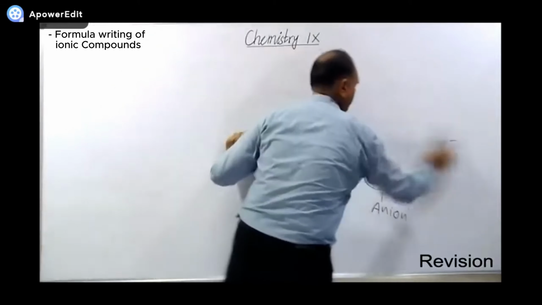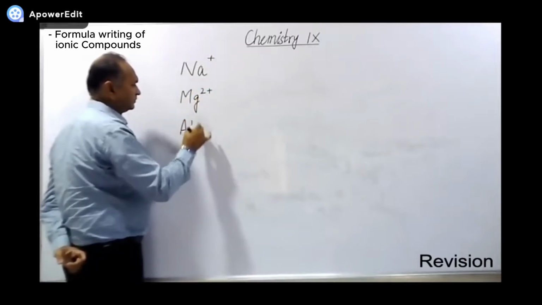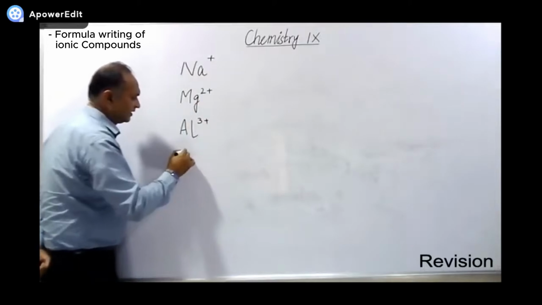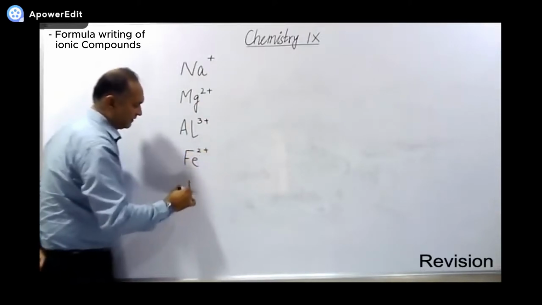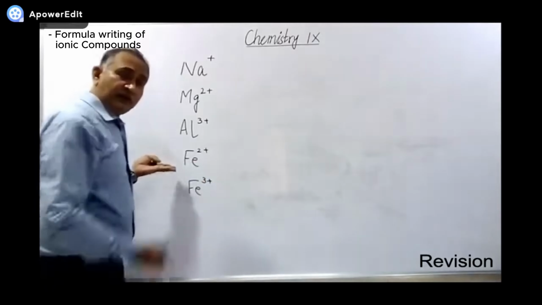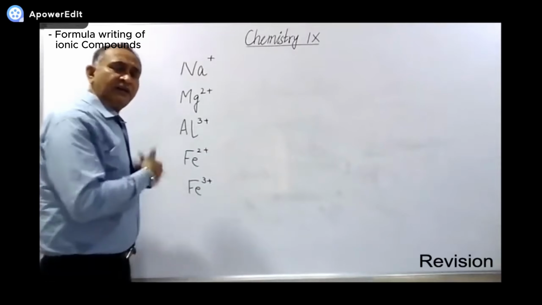Like you have seen, this is sodium plus, this is magnesium, this is aluminium, this is iron. Now, can you see here? I wrote 2 different values for iron. It means sometimes iron loses 2 electrons and sometimes iron loses 3 electrons.